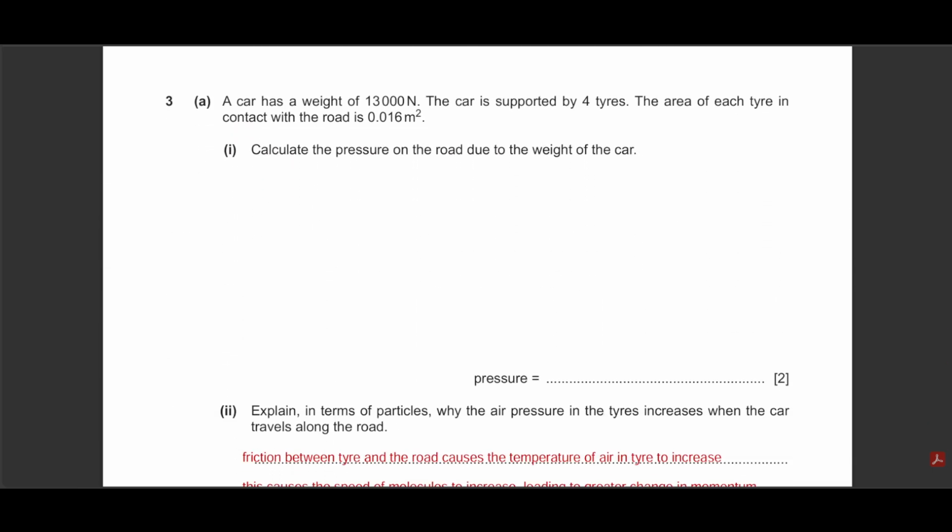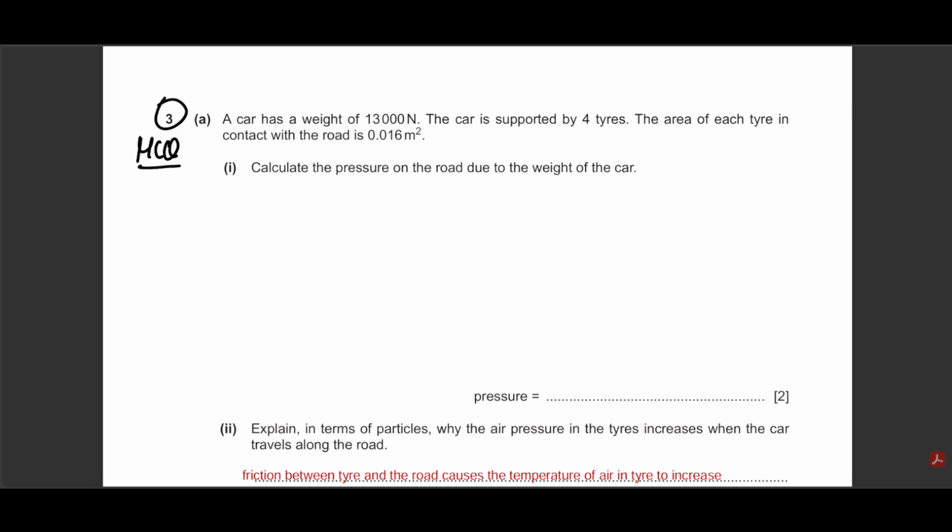He says a car has a weight of 13,000 newtons. The car is supported by 4 tires. Again, it's a classic question. You will find the same question in MCQ with an example of an animal, generally an elephant, standing on 4 feet. So how much pressure is being exerted?